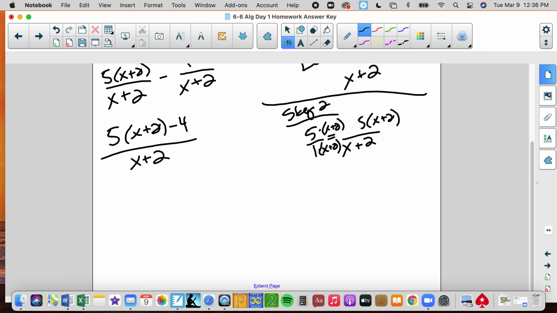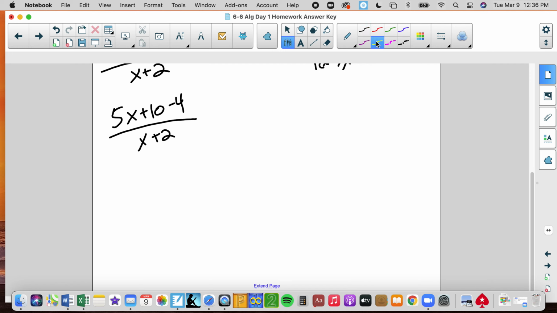And now we can simplify. So we have to distribute. Let's distribute that 5 into the parentheses. So we get 5x plus 10 minus 4 over x plus 2. We have like terms here. We have a constant and a constant. So that gives us 5x plus 6 over x plus 2.